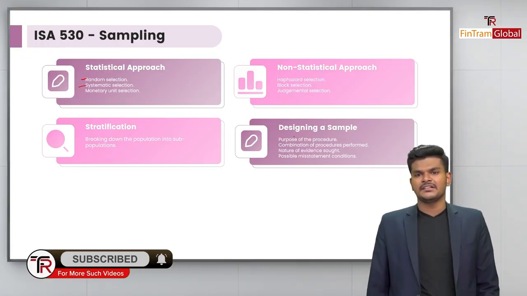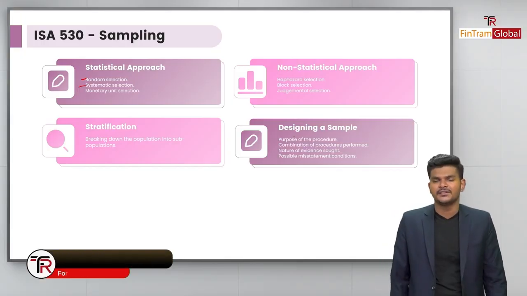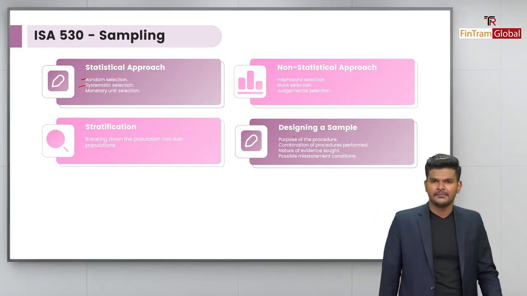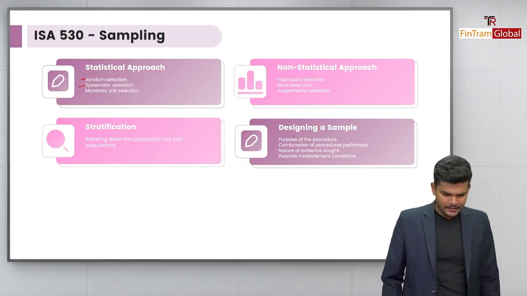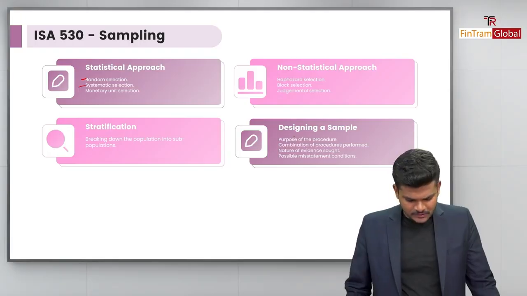And then monetary unit selection as well. We categorize the population based on its monetary value and test different items. Select different items as sample from each category. Okay, folks. So that's basically the idea. So yeah, and what else?